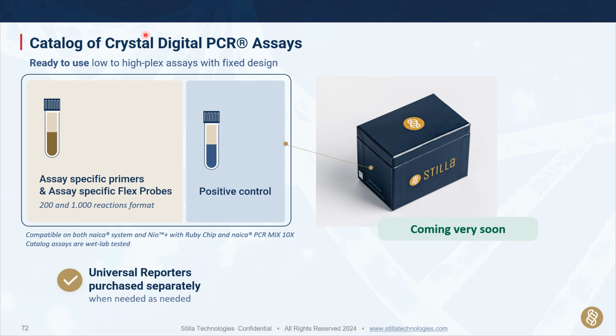If we're buying a catalog assay, what you will receive from Stilla Technologies is an assay-specific primer, as well as an assay-specific flex probe, along with a positive control for that sample. You would also just need to remember and remind yourself to buy the universal reporters as they are sold separately.